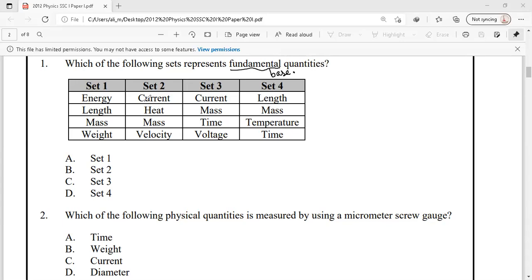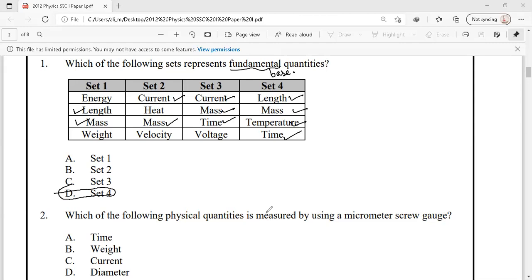In set 1, we have energy, length, mass, and weight. So, these two are fundamental, while the others are derived quantities. In set 2, current and mass are the base quantities. In set 3, current, mass, and time are the base quantities. And in set 4, we have length, mass, temperature, and time. We have all four quantities that are base quantities. So the correct answer for this question is set 4.